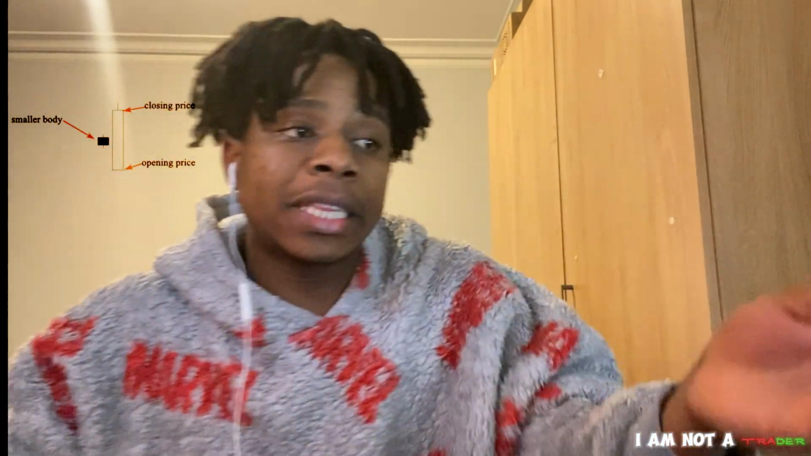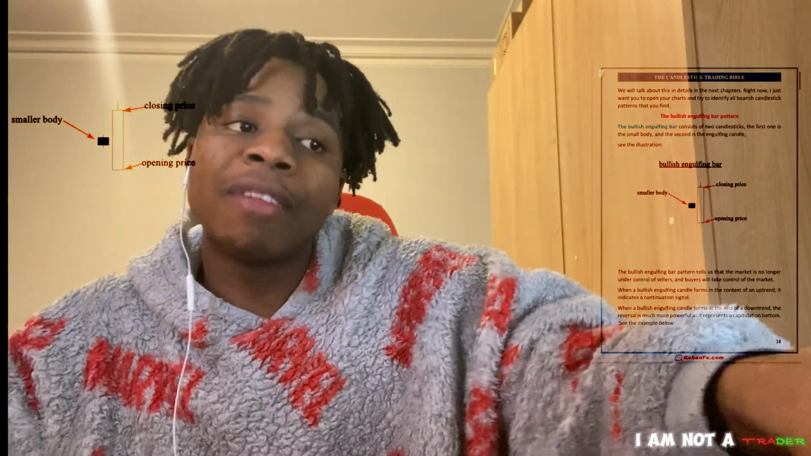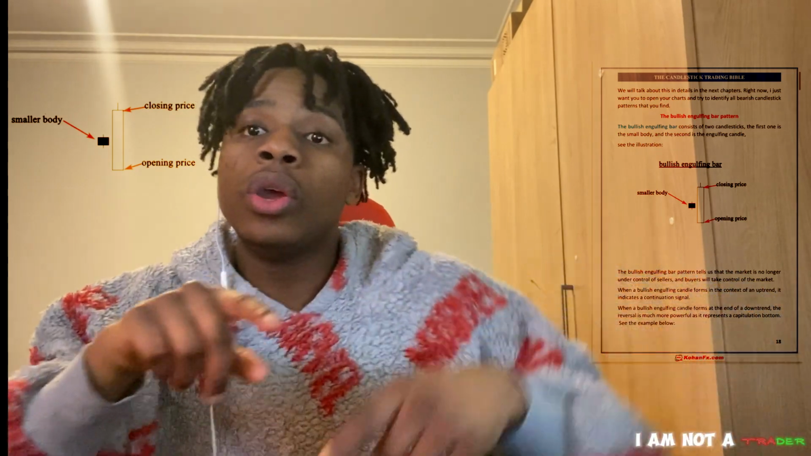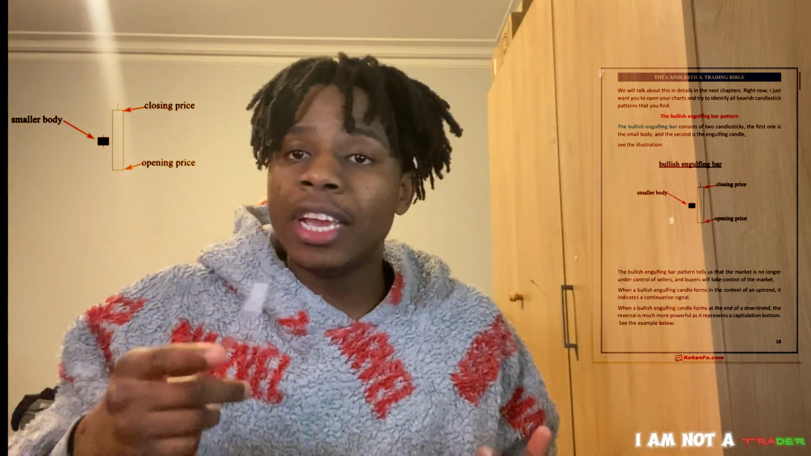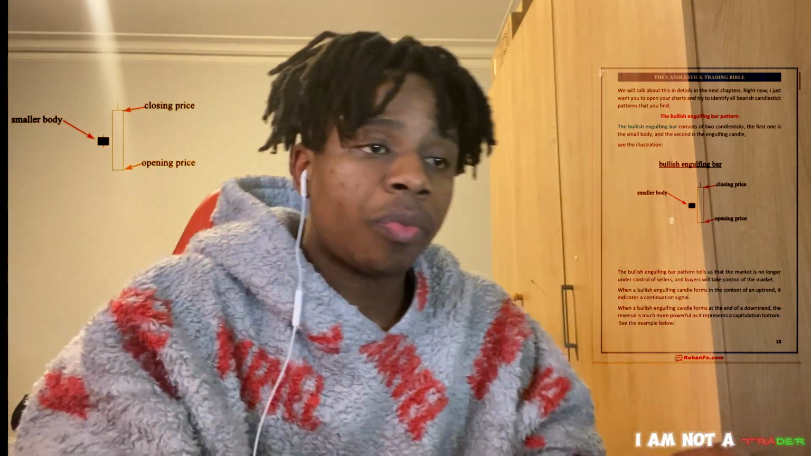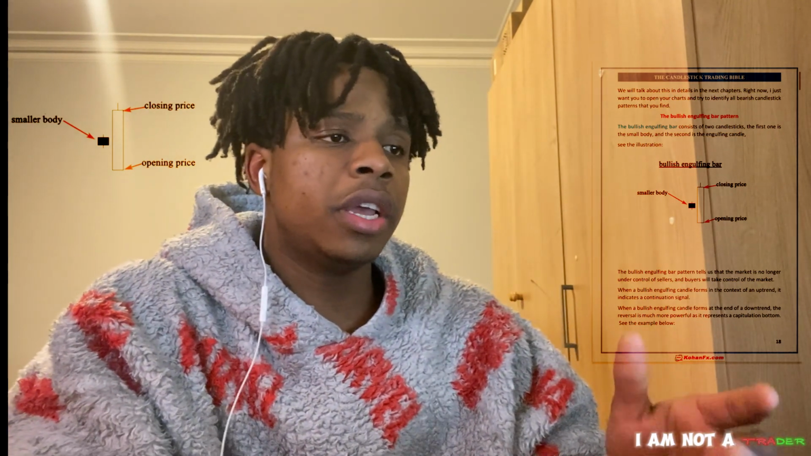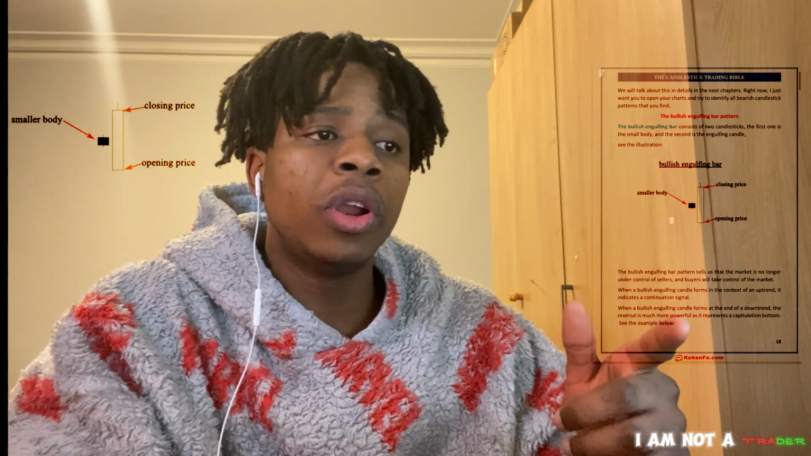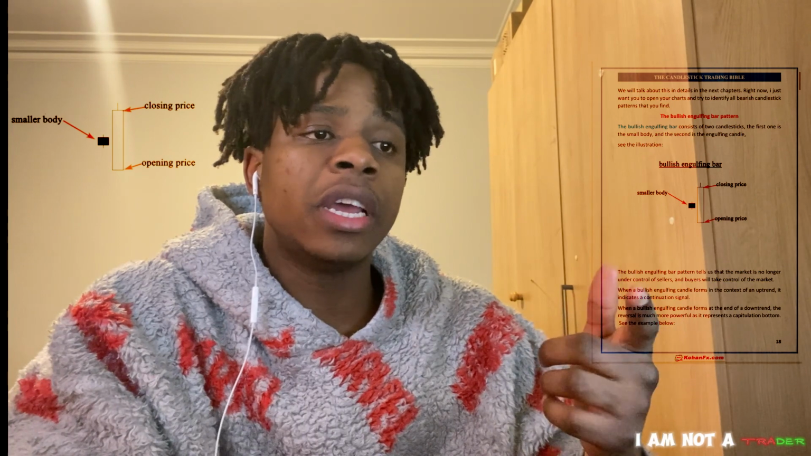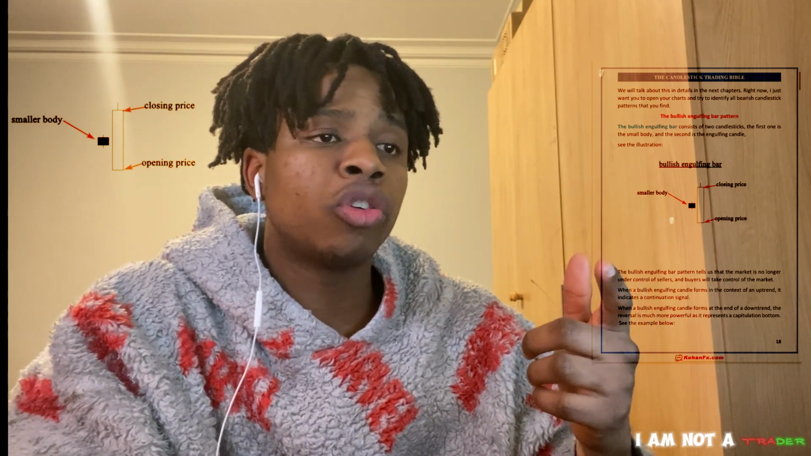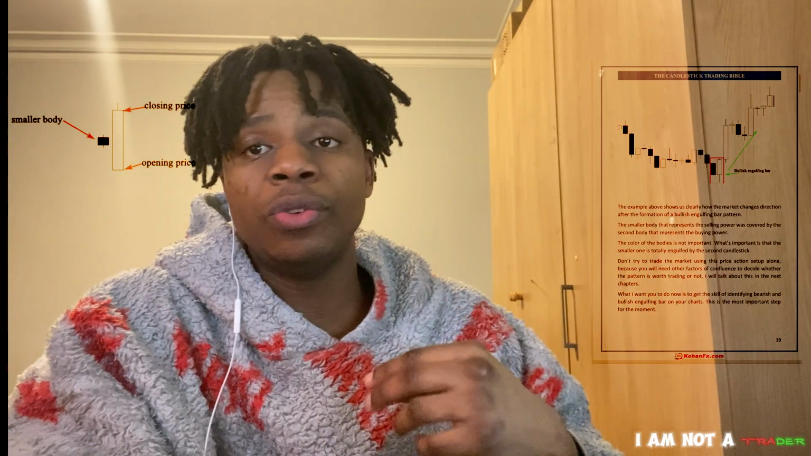Continuation. But when the bullish engulfing candle forms at the end of a downtrend where the sellers have been in control, it indicates what? A reversal. It's much more powerful as it represents a capitulation bottom. I don't know what that is, but you can use a dictionary.